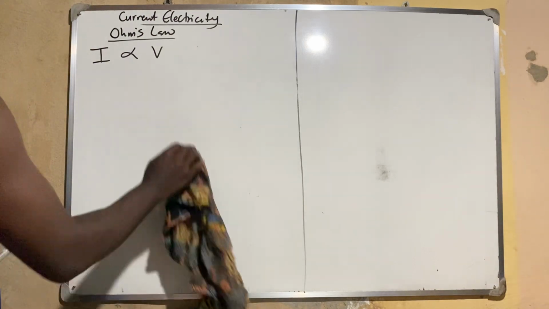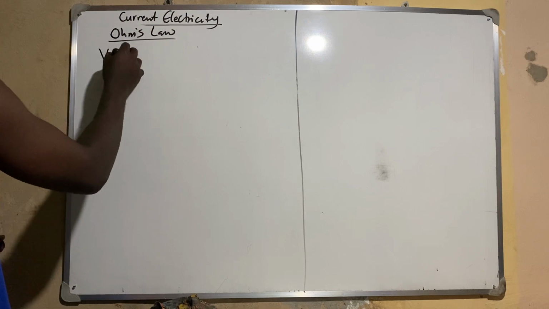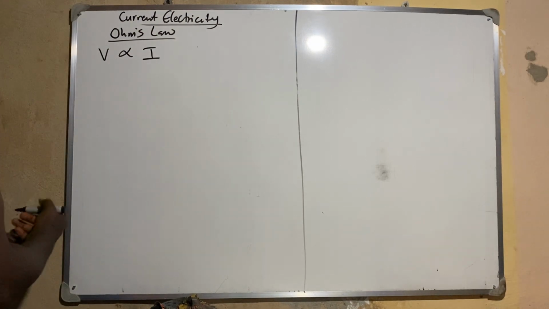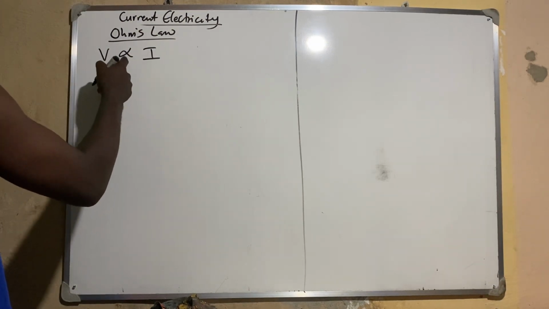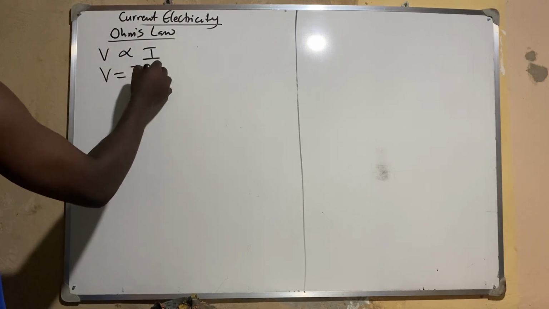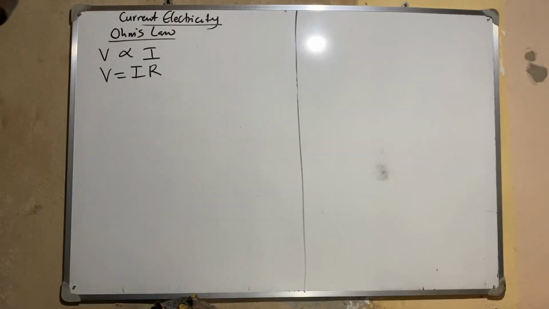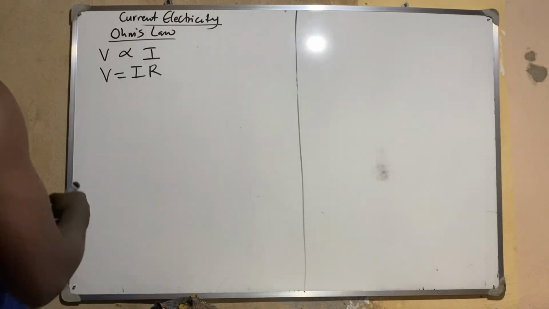Or you can say that the potential difference is directly proportional to the current. It is the same thing. If you remove the proportionality sign, you bring in a constant. So V is equal to IR, where R is your resistance, which is the constant there.